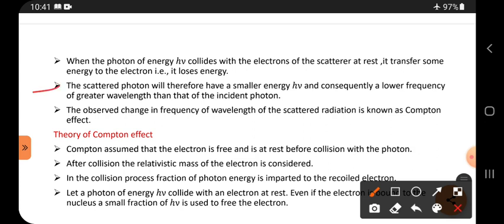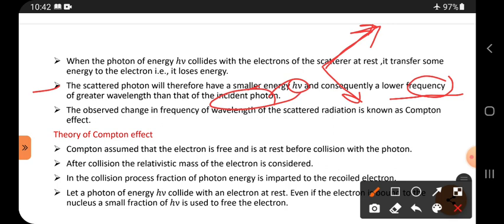The scattered photon will therefore have a smaller energy, right? The photon moves in this direction by giving part of its energy to the electron, so it has a smaller energy, and consequently a lower frequency and greater wavelength than that of the incident radiation, the incident photon. So wavelength is more or frequency is less compared to the incident photon.